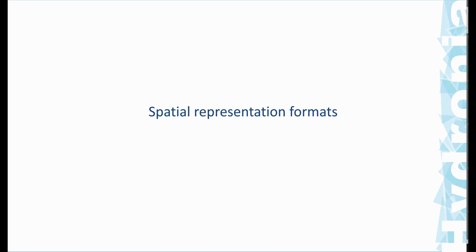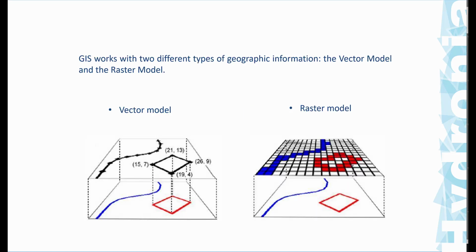Now we're going to focus on the formats in which geographical information systems represent the spatial information. Geographical information systems represent spatial information using basically two models or formats. These are vector format and raster format, or vector models and raster models. Each model has its advantages and disadvantages, and we are going to be using both of them for different purposes within the HydroBID Flood system.